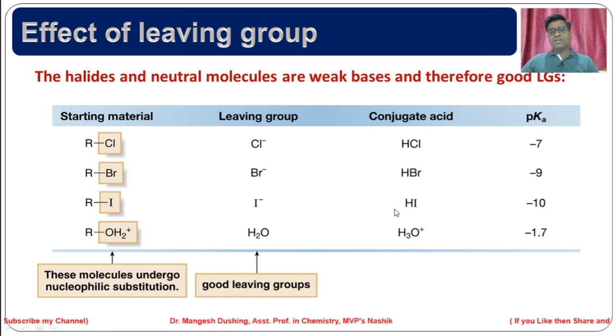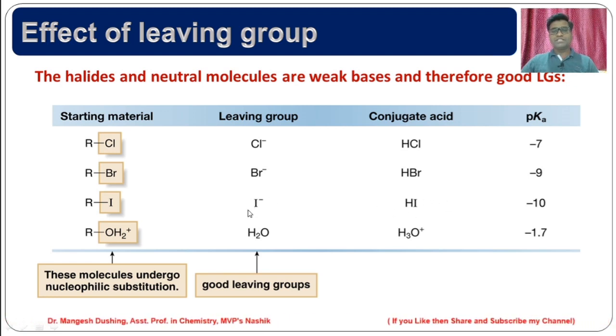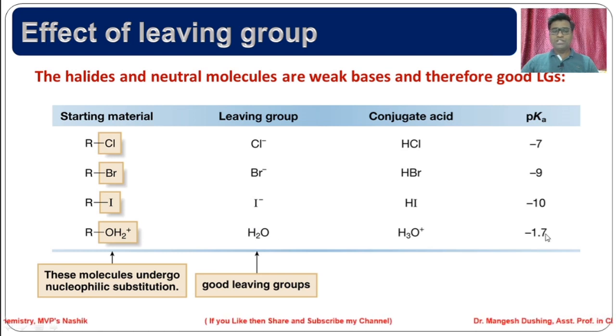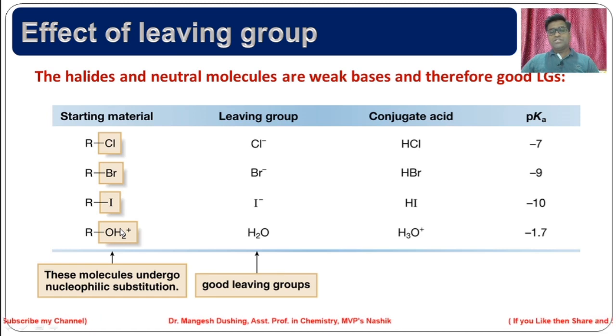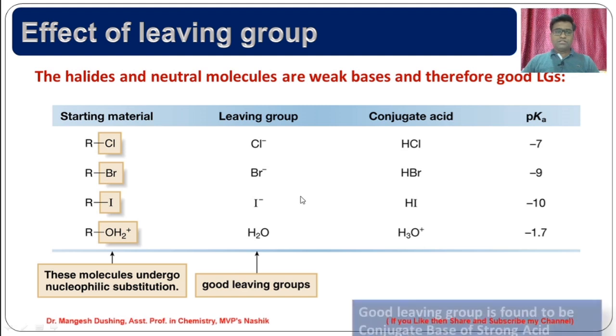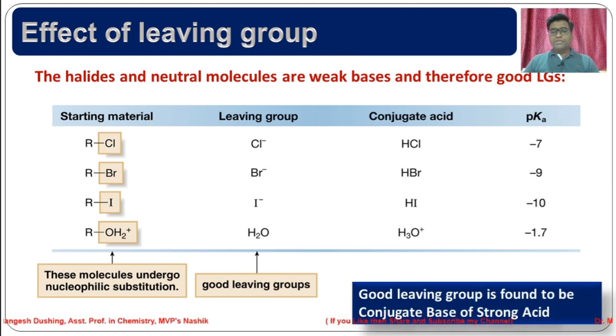If the conjugate acid is stronger, like HI is a strong acid, then I minus is a very good leaving group. Similarly, H3O plus is a strong acid. That's why H2O is a very good leaving group. If the pKa value is small, then the leaving group will be a very strong leaving group. So from Cl, Br, I, OH2 plus, OH2 plus is the best leaving group among these four. A good leaving group is found to be a conjugate base of a strong acid. So this is to be remembered.